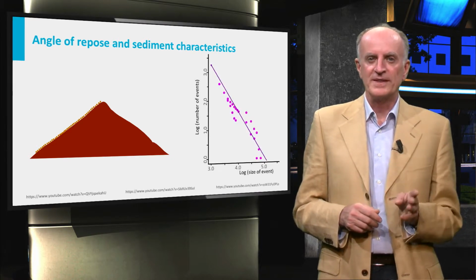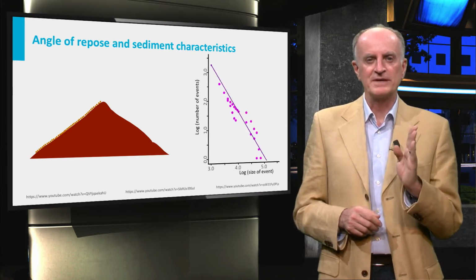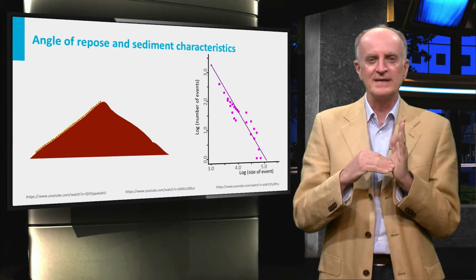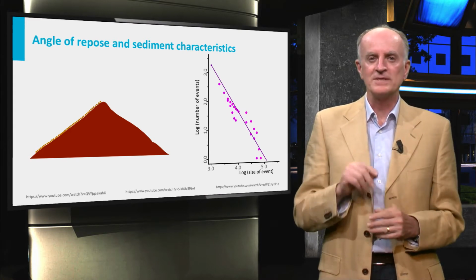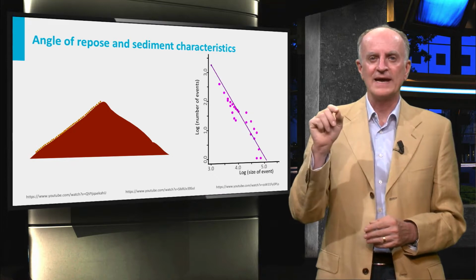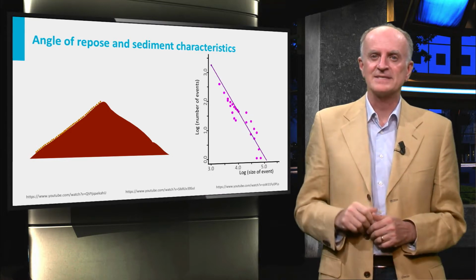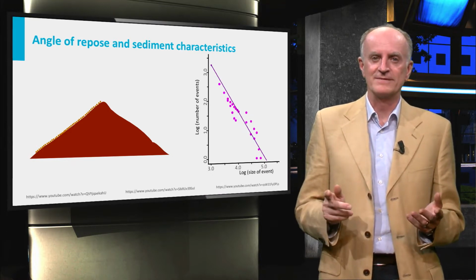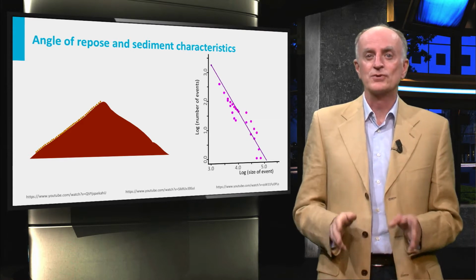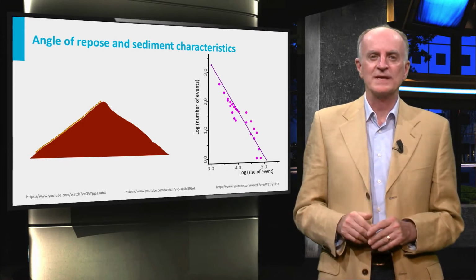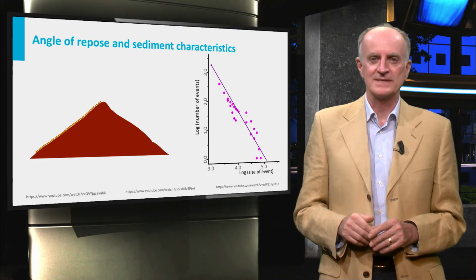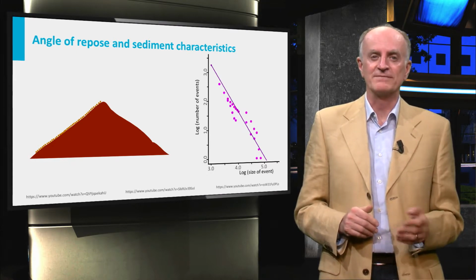If we plot the frequency of events of a specific magnitude on a logarithmic scale, we discover that the points fall all along a line. It seems that the system is able to regulate itself. A major conclusion is that mass wasting processes are not deterministic. Predicting the magnitude is very difficult.